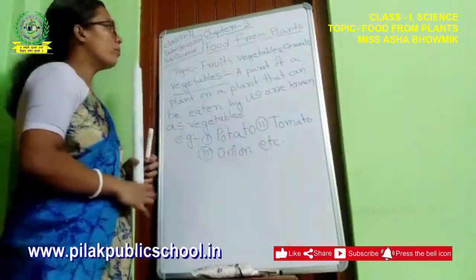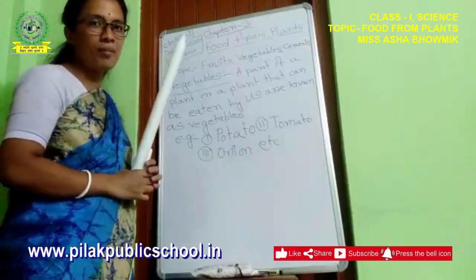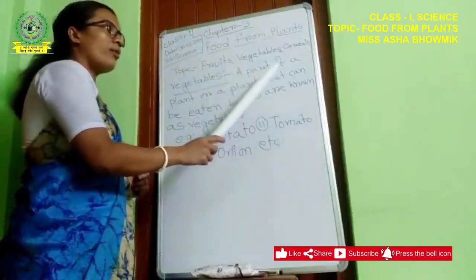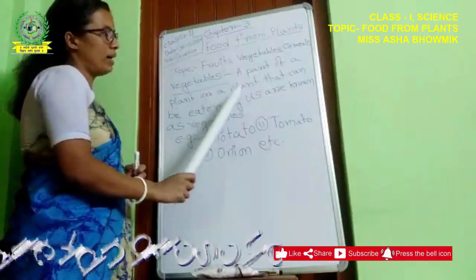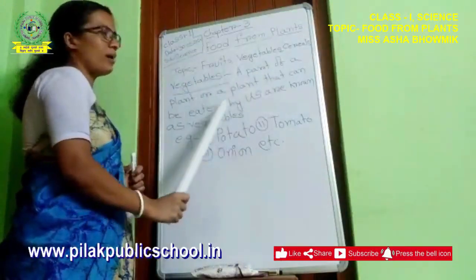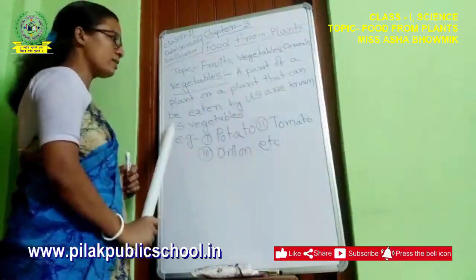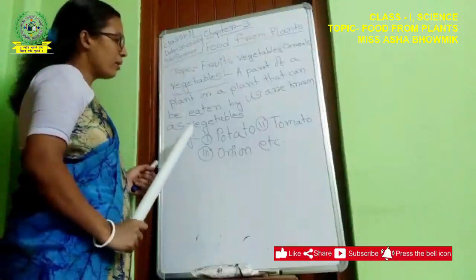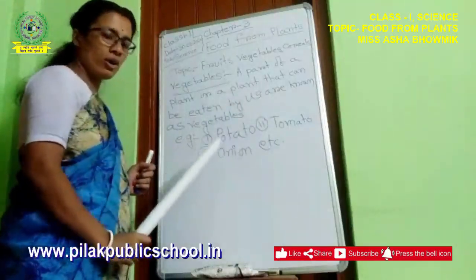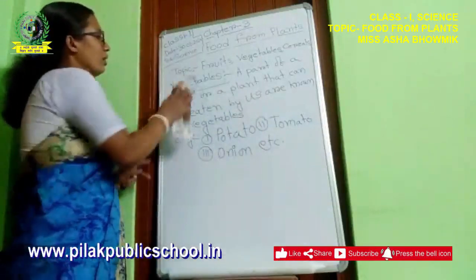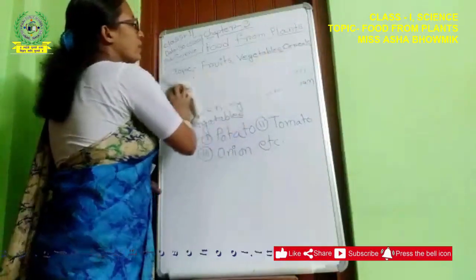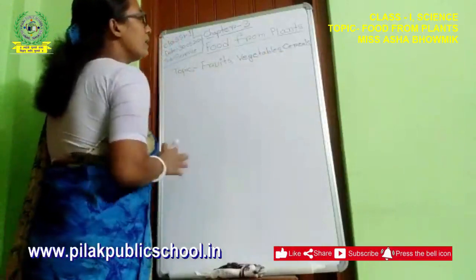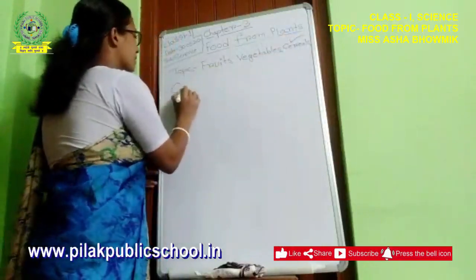Now I repeat the points. What is the definition of vegetables? Vegetables are a part of a plant or a plant that can be eaten by us are known as vegetables. Okay. What are the examples of vegetables? That is potato, tomato and onion, etc. Now I have completed our second topic, that is vegetables. Now I go to our third topic, that is cereals.